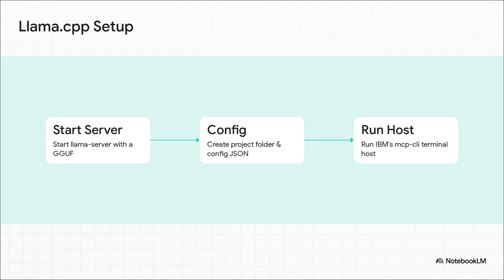This creates a hard boundary, a secure file system sandbox, so the AI can only touch the folders you explicitly allow. Finally, you run IBM's MCP-CLI tool. That acts as your terminal host, wiring up your local server to your tools directly in the CLI. It is incredibly fast and super lightweight.